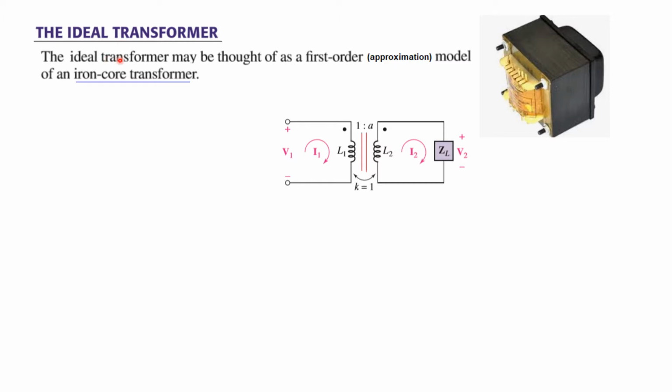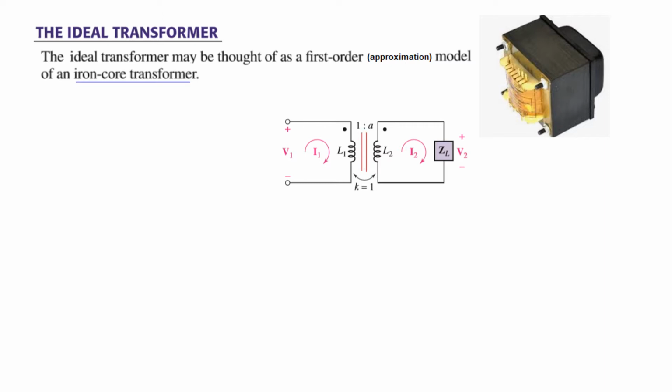An ideal transformer may be thought of as a first order approximation model of an iron core transformer. Now this is a transformer and this is the core, which is made of very fine strips. So several strips make the core, and these strips are made of iron material. And in the diagram, this is represented by these two vertical bars.